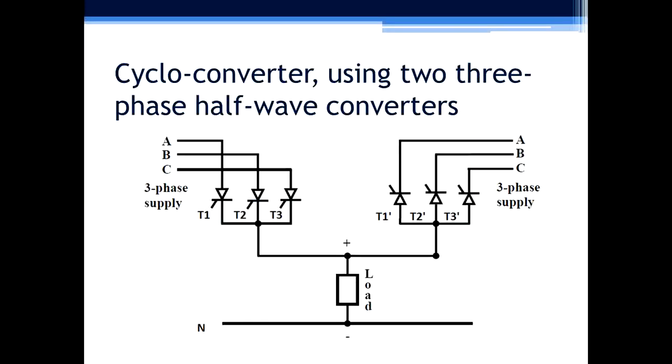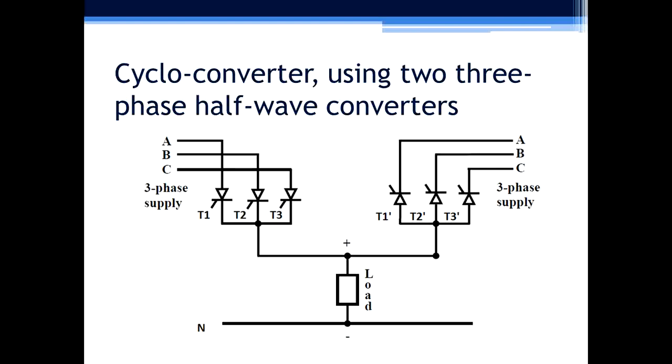First we will understand operation of 3-phase to single-phase cycloconverter with another topology. So here we are making use of two 3-phase half-wave control rectifiers. The first 3-phase half-wave control rectifier is called the P converter and the second is called the N converter. These two converters are connected in anti-parallel. Converter 1 will generate positive voltage and converter 2 will generate negative voltage.